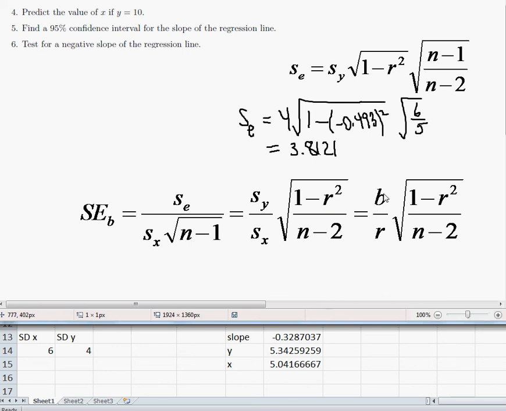Or we could have had the slope over r times the square root of 1 minus r squared over n minus 2. All 3 of these correctly give the standard error for the slope. In our case, since we've already done S sub b, let me use the first formula for no other reason, but we've already done it.